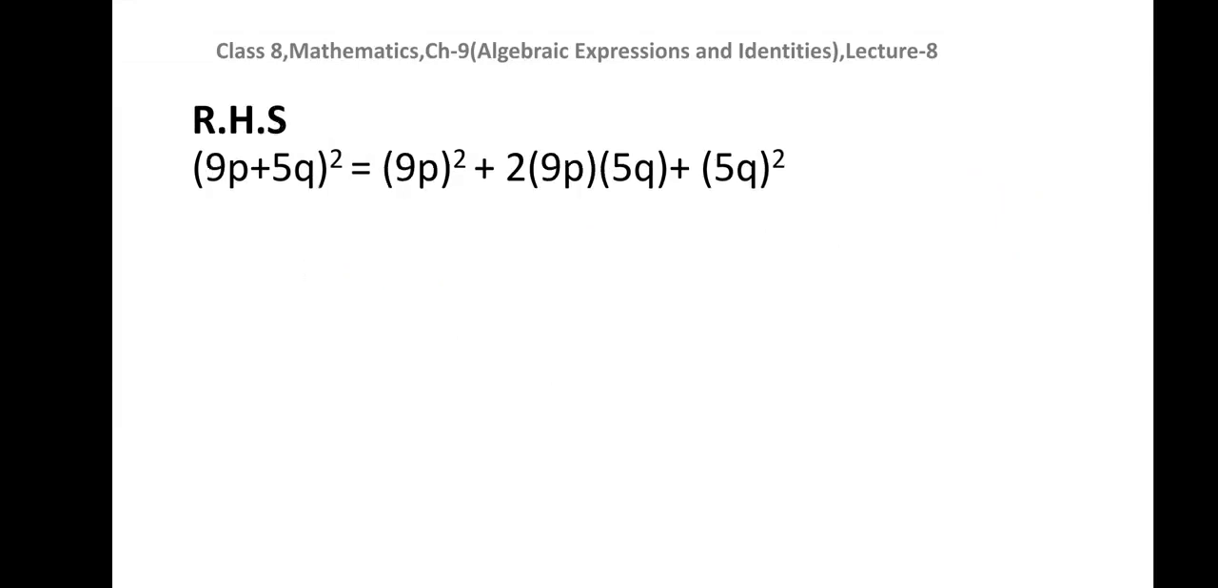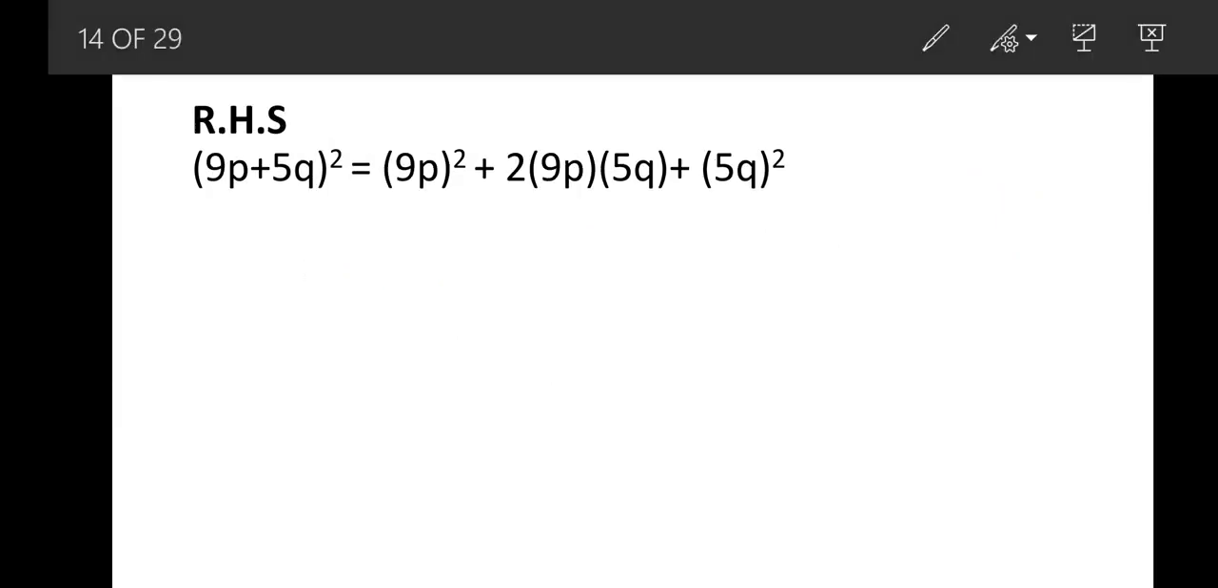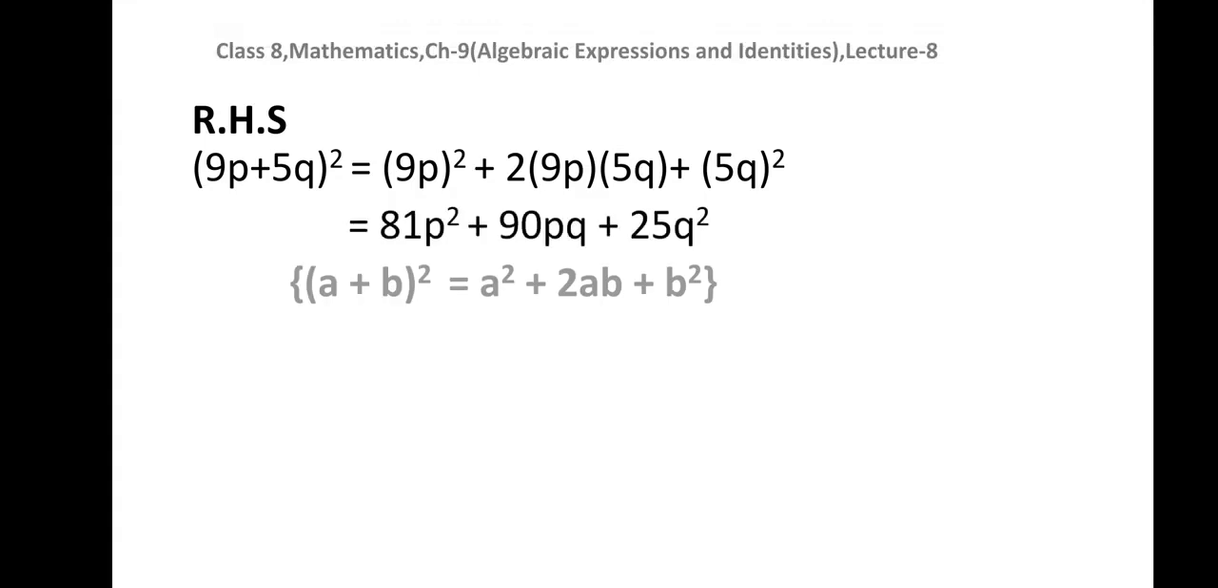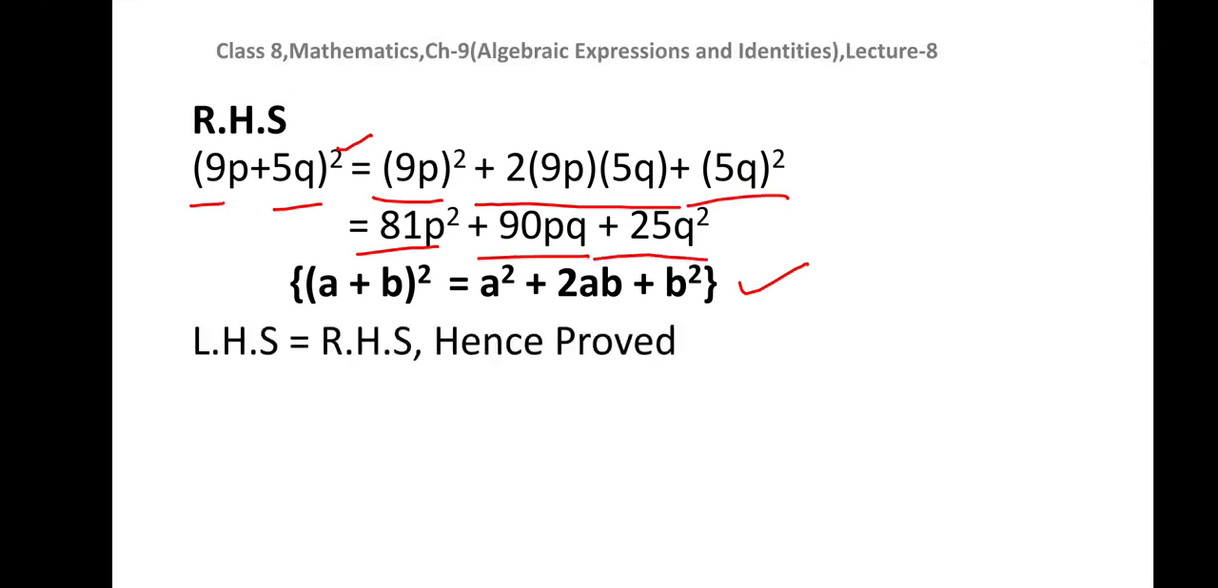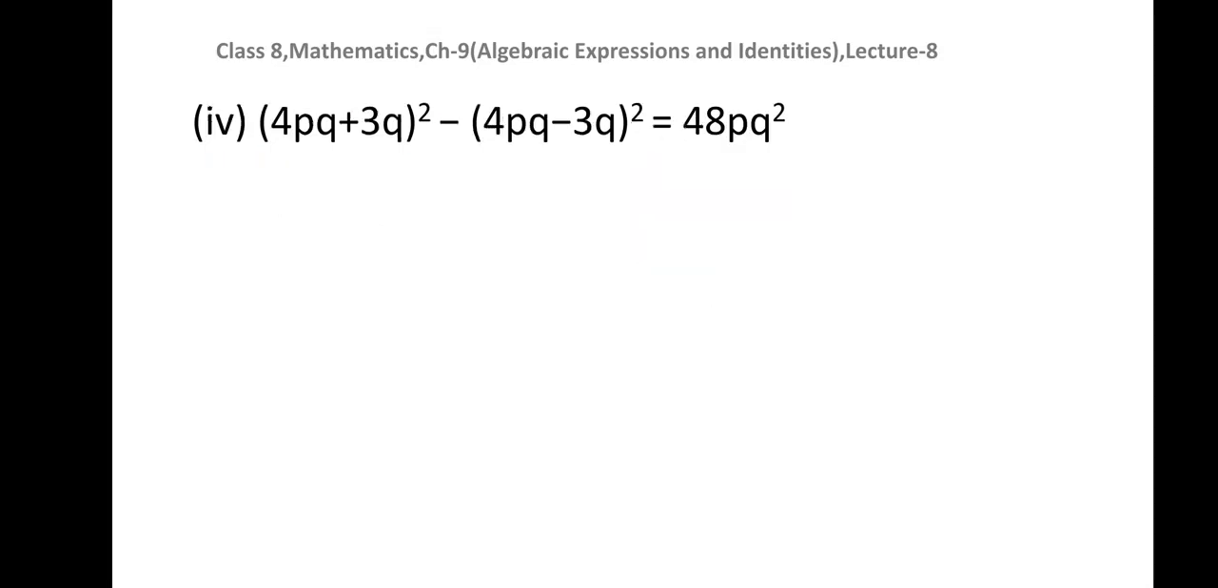So let us solve the right hand side now. On this right hand side, let us see the steps first and then it will be clear to you. Here one term plus second term square, so I can use the first identity. This is what I have used, first identity. So it will be 9p square plus 2ab, that is 2 into 9p into 5q, plus 5q square. So it will be 81p square plus 90pq plus 25q square, which is equal to the right hand side, hence proved or hence verified.